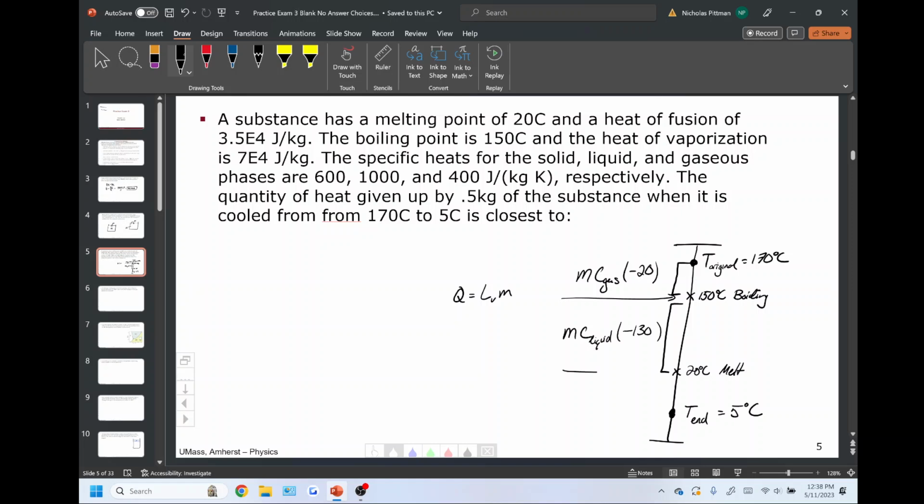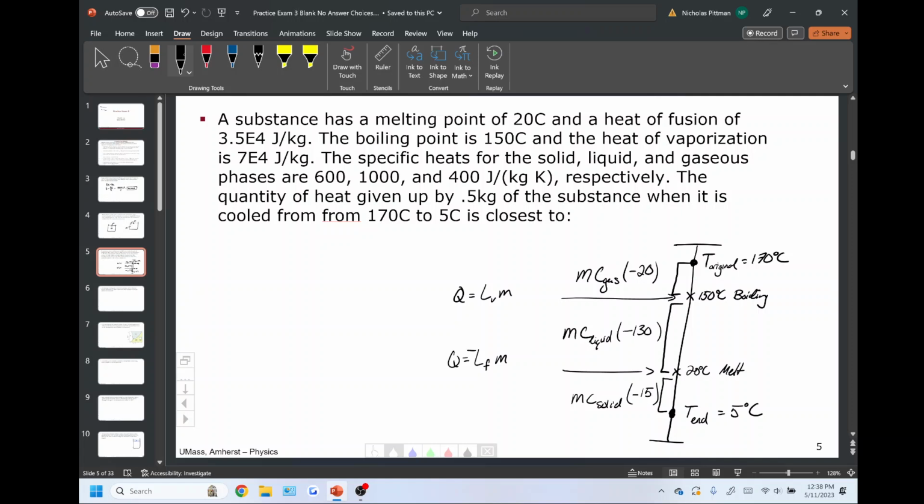Okay, then there is melting, given by the latent heat of fusion times the mass. That's how much heat it gives off or requires to melt an object, or freeze an object. The object gives off heat in that case. And then finally, in the solid phase, there is cooling by an additional 15 degrees.